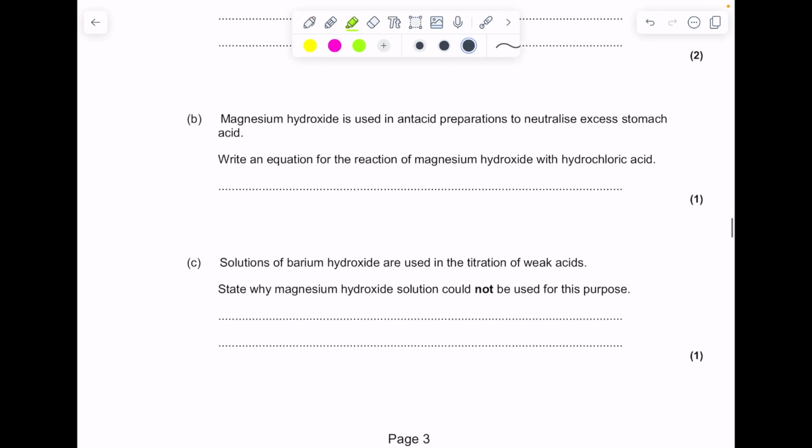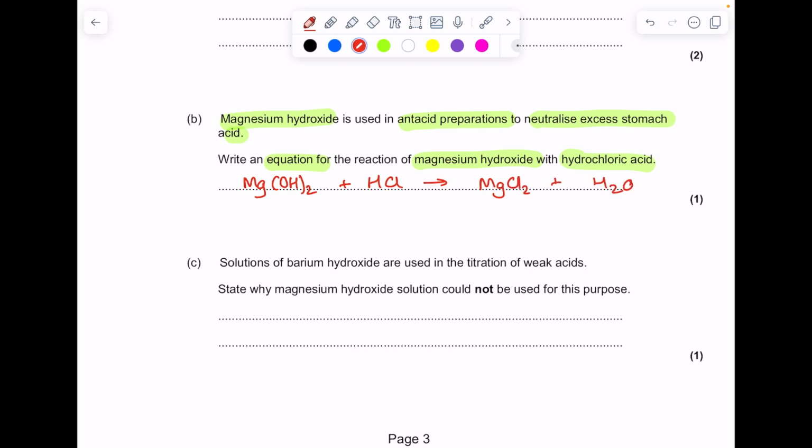Magnesium hydroxide is used in antacid preparations to neutralize excess stomach acid. Write an equation for the reaction of magnesium hydroxide with hydrochloric acid. So here is your formula of magnesium hydroxide. Remember, magnesium is 2 plus, hydroxide is OH minus. There's hydrochloric acid. It makes MgCl2 plus H2O. Get that balanced.